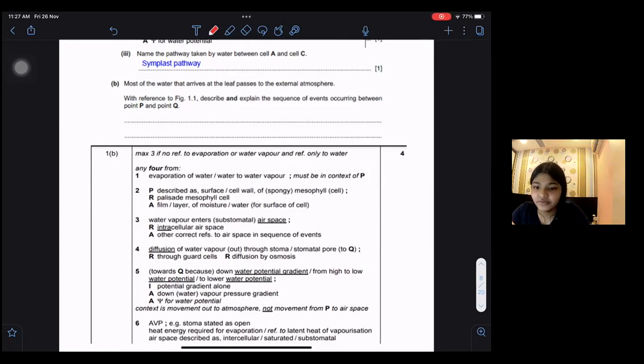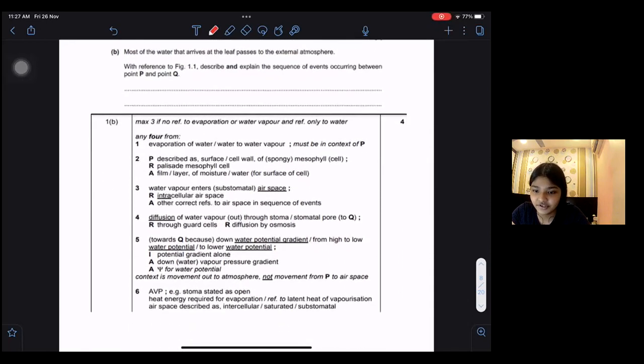So for the first point, we can say that water evaporates from the large surfaces of the cell walls of the spongy mesophyll cells. And then this water vapor will diffuse across the intercellular air spaces and substomatal air spaces, and then it will diffuse out of the leaf to the atmosphere via the stomata.